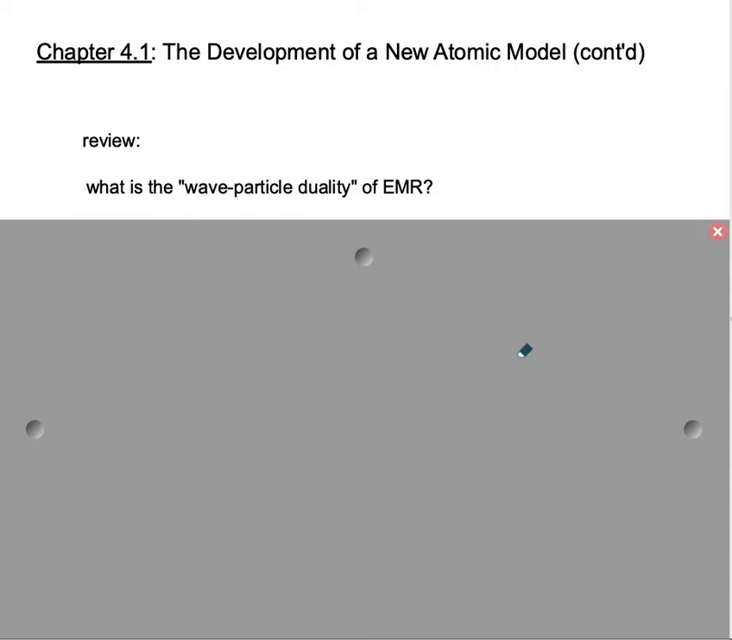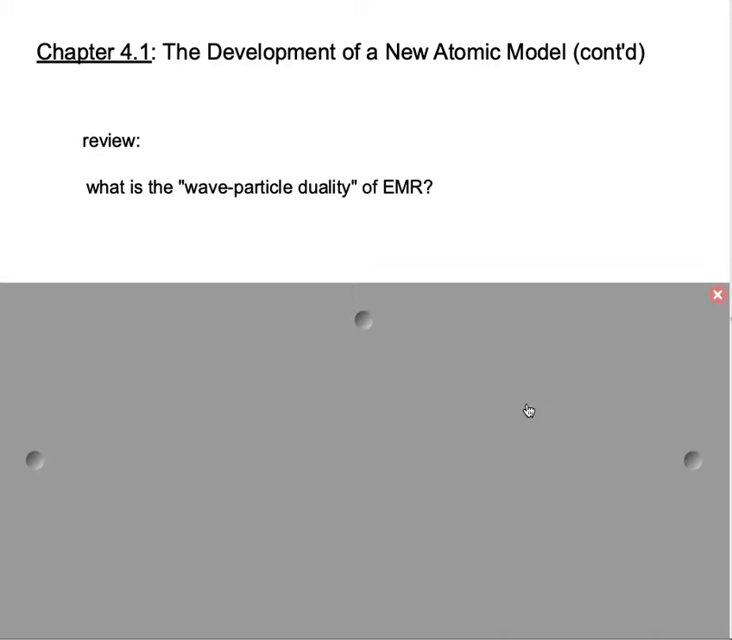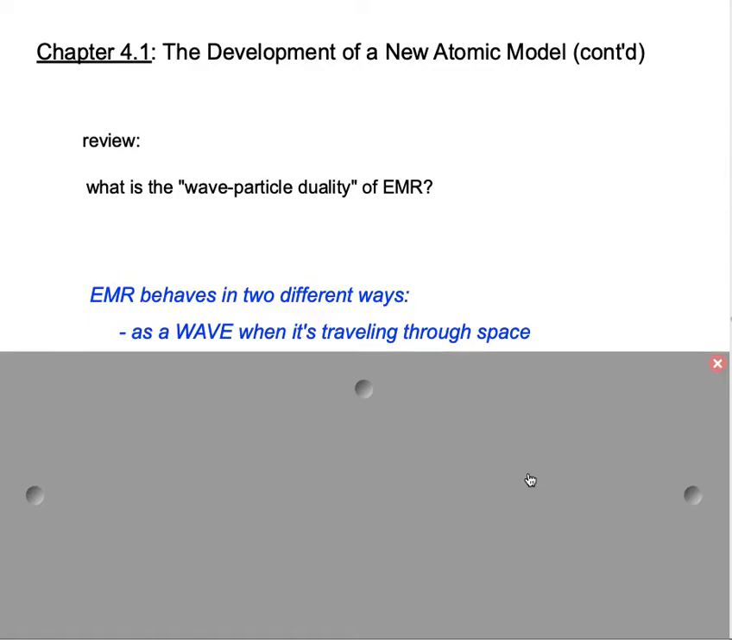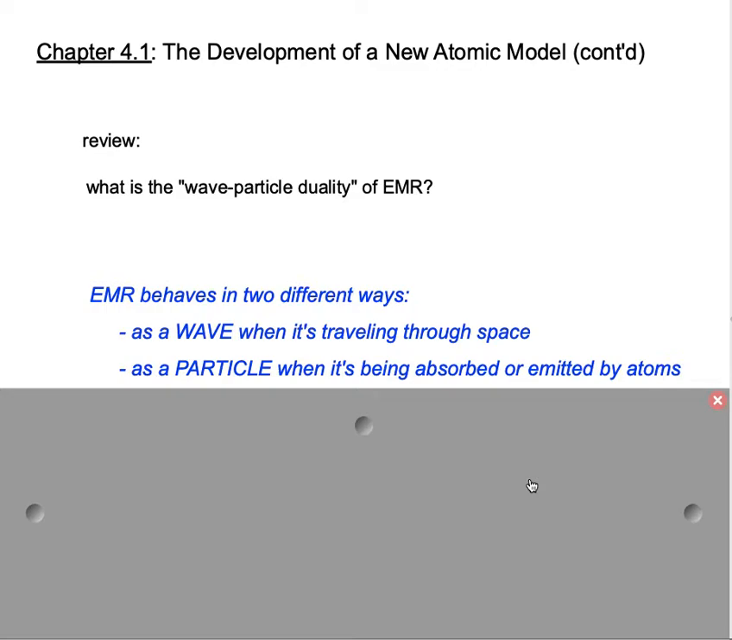Well, it means that electromagnetic radiation, light, and all other forms behave in two different ways. It behaves as a wave when it's traveling through space, but it also behaves as a particle when it's being absorbed or emitted by atoms.